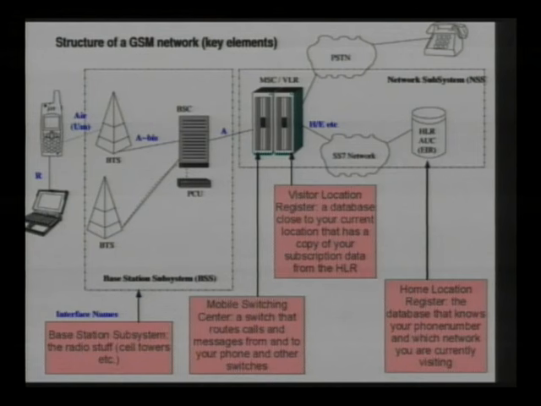Next to it, often combined with it, is the MSC, the Mobile Switching Center. That's basically the switch that routes your calls and messages and stuff like that. And then on the left-hand side is the base station subsystem, meaning all the radio stuff: the cell towers, base station controller, stuff like that. So the most important things to remember are your home database, the visitor database, which always keeps a copy of your subscription data, and the mobile switching center, the switch.